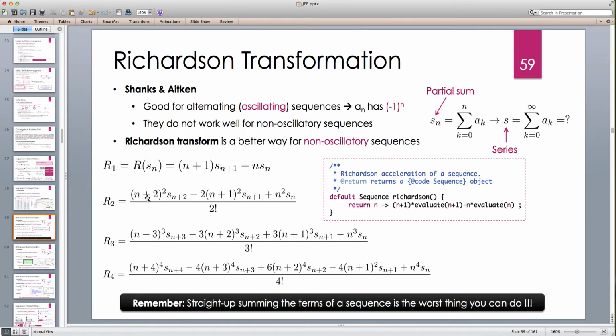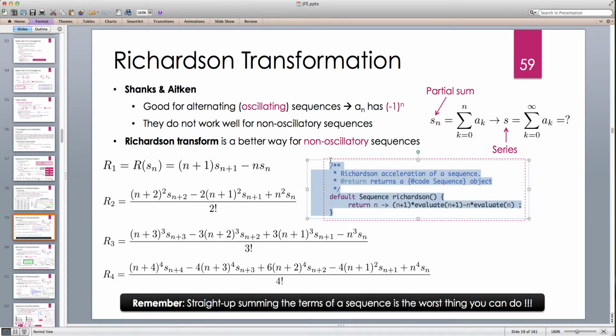And then we said that we can define different orders of Richardson. The Richardson of the first order is just n plus 1 times S_{n+1} minus n times S_n. Remember, we applied these transformations on the partial sum sequence. You can apply it to any sequence, but here we're looking at the series in particular. Richardson's second order is (n+2)^2 S_{n+2} minus 2(n+1)^2 S_{n+1} plus n^2 S_n, over 2 factorial, and so on.